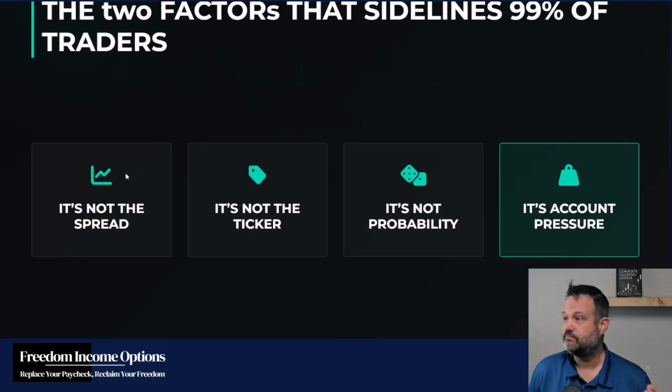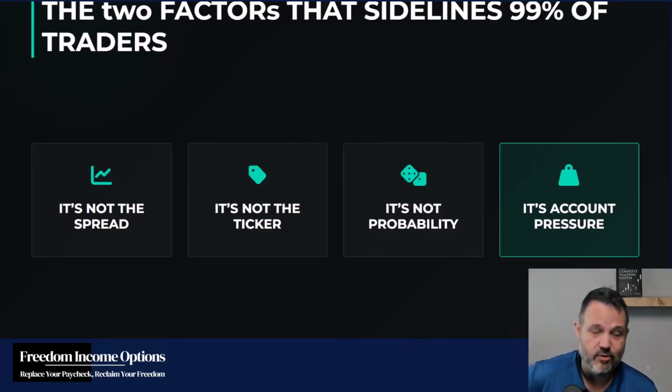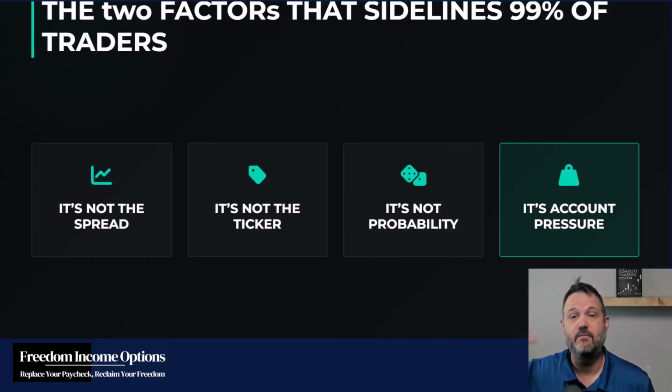All right, so here are two really important factors that sideline traders. It's not the spread. It's not the ticker. It's not the probability. Number one is account pressure. What I mean by that is one of the biggest mistakes traders make, and I say one of two because there's another one coming up, is they max out their account. And then when a market drawdown happens, they're over-leveraged and boom, margin call, boom, they're losing money, boom, you're making mistakes and it hurts, right?